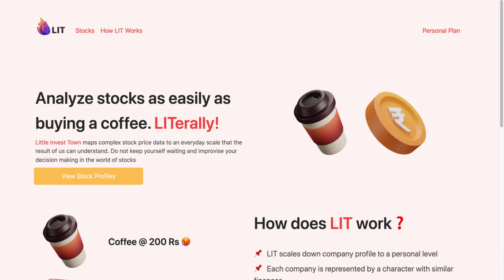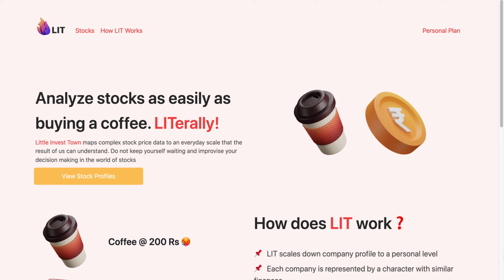So, what is Lit and why do we need Lit? Understanding stocks for an individual without a financial background is hard, and that's where Lit comes into play. Lit, also known as the Little Invest Town, maps complex stock price data to avatar profiles that explain the insights on a particular company.